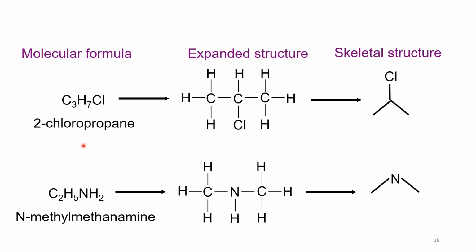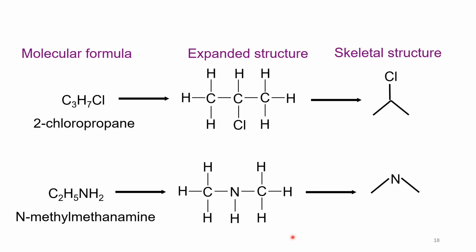Okay, and the next one is 2-chloropropane. Alright, so this is the expanded structure. Now we convert it into skeletal. This is the first carbon, CH3, and then the second carbon attached to hydrogen. And then chlorine, we need to write chlorine, and the last one is CH3. Alright, so that is the skeletal structure for 2-chloropropane.